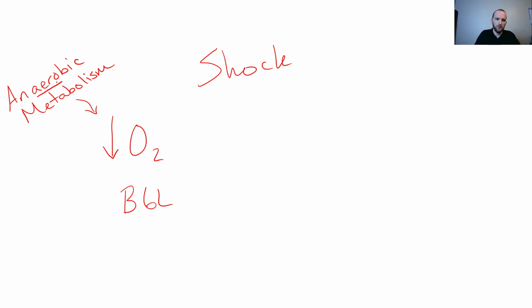Aero is referencing air. So aerobic metabolism is in the presence of plenty of air or oxygen, ideally. And then when we add in anaerobic, now it's saying without air or oxygen. So we're not getting enough oxygen to meet those cells.